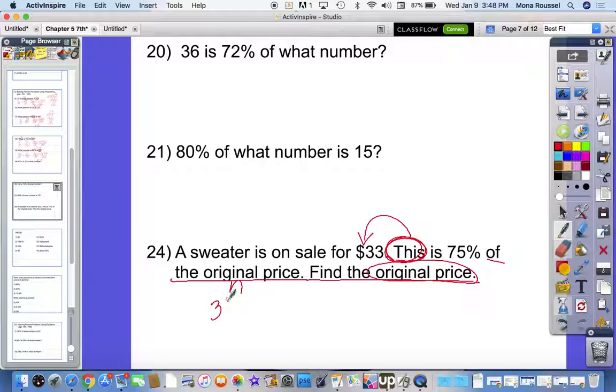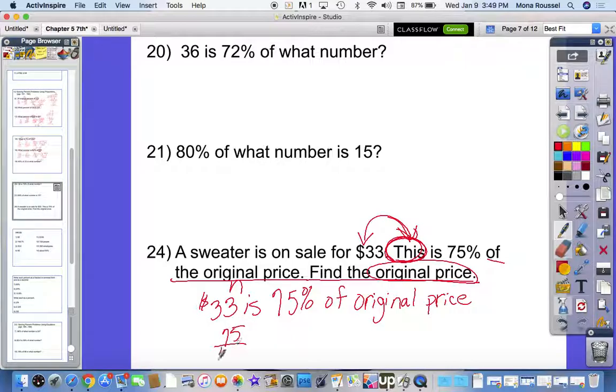So we can rephrase this into one of the statements similar to what we've been used to. $33 is 75% of the original price. Kind of shorten it there. Take out only the information we need. We have the percent, 75, so that's 75 to 100. The "of original price" we said was our variable, that's our total. 33 is that sale price, that's going to go there.